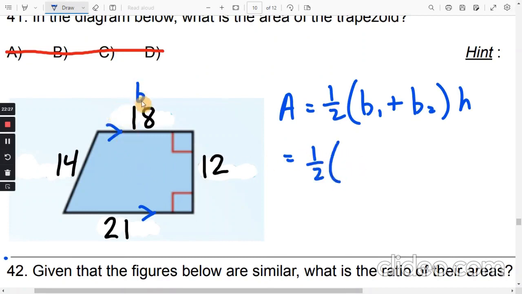I'll let this one equal B1, and I'll let this one equal B2. All right, so B1 plus B2 is 18 plus 21, and that's times the height, H, right here. That's going to be your H.